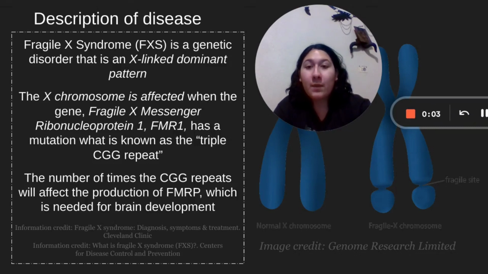Description of disease. Fragile X syndrome, FXS, is a genetic disorder that is an X-linked dominant pattern. The X chromosome is affected when the gene Fragile X messenger ribonucleoprotein 1, FMR1, has a triple mutation which is known as the triple CGG repeat. The number of times the CGG repeats will affect the production of FMRP, which is needed for brain development.